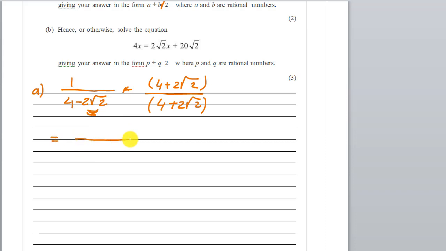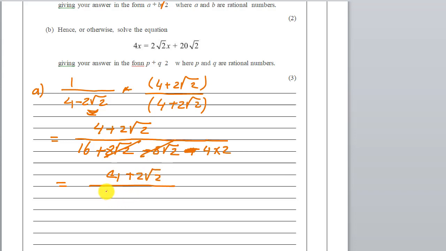So this will equal to, let us start, 4 plus 2 square root of 2. 4 multiplied by 4, 16. Minus 4 multiplied by 2 square root of 2, it will be plus 8 square root of 2. Now minus 2 square root of 2 multiplied by 4 will give us minus 8 square root of 2. And the minus 2 square root of 2 multiplied by plus 2 square root of 2 is equal to minus 4 multiplied by 2. This part goes with this part. So the remaining will equal 4 plus 2 square root of 2 divided by 16 minus 8. So it will equal 4 plus 2 square root of 2 divided by 8.